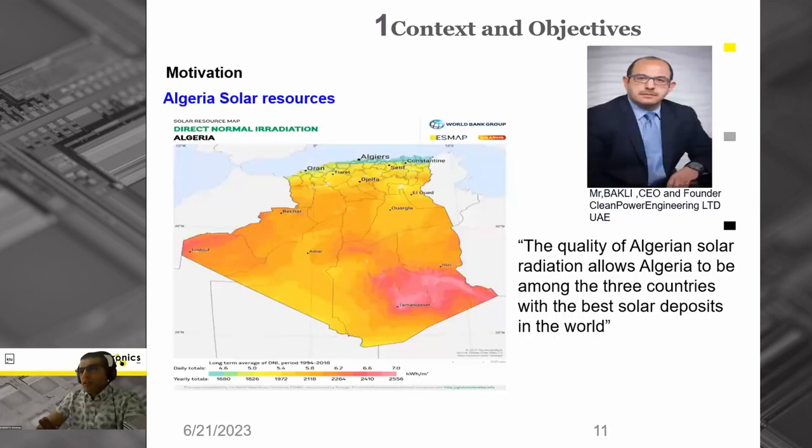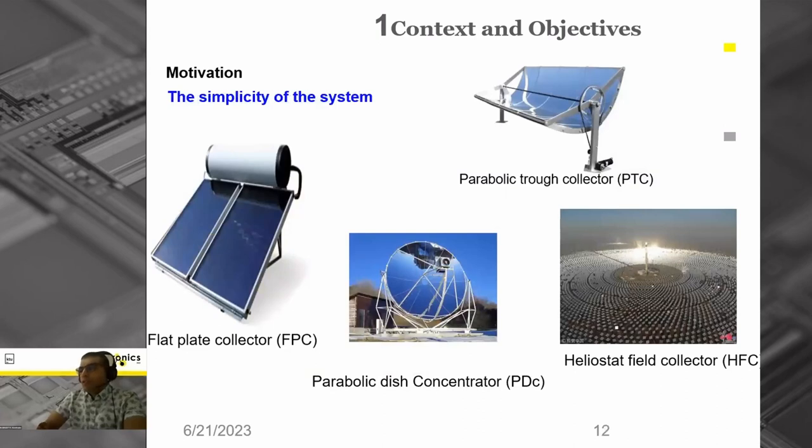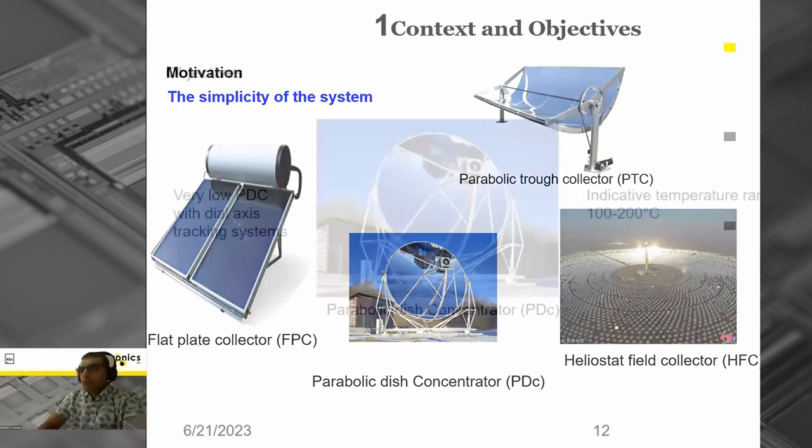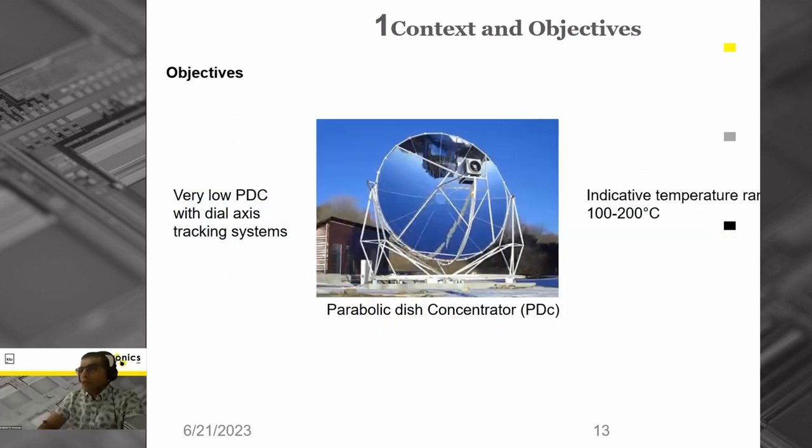Of course, the Algerian deposit in term of solar energy motivate us also to focus on such systems. So other point is the simplicity of thermal system, except the heliostat collector, which need high tech equipment. Other systems are simple to manufacture and to develop in comparison with the photovoltaic system. So our objective is to realize very low cost parabolic dish concentrator with dual axis tracking system that could reach an indicative temperature between 100 and 200 degrees Celsius.